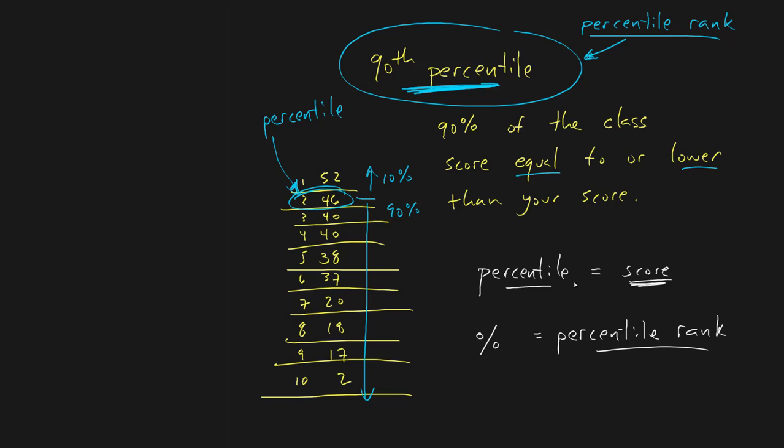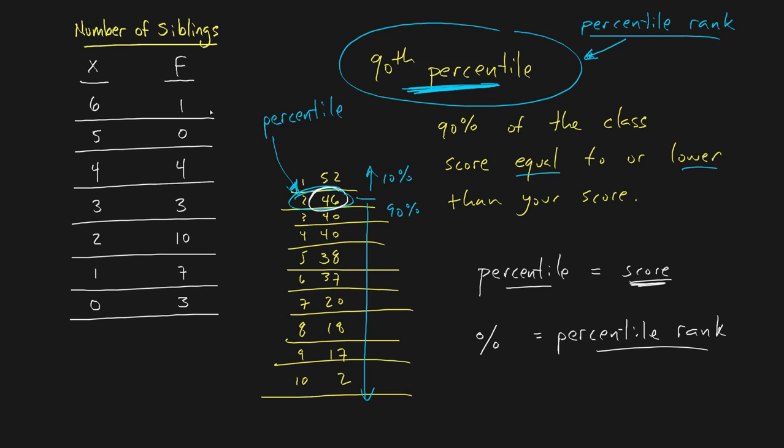You're giving them an actual score. If I said, what is the 90th percentile? The 90th percentile is 46. What percentile rank does 46 have? It has a 90%. Its percentile rank is the 90th percentile. It's a little confusing until you've done a number of examples like this.